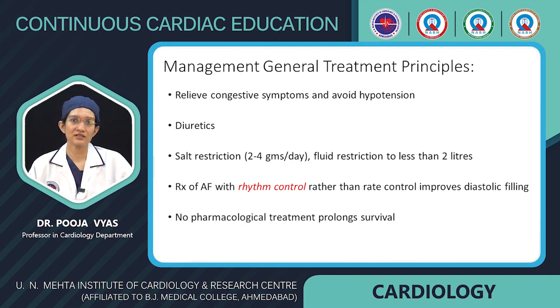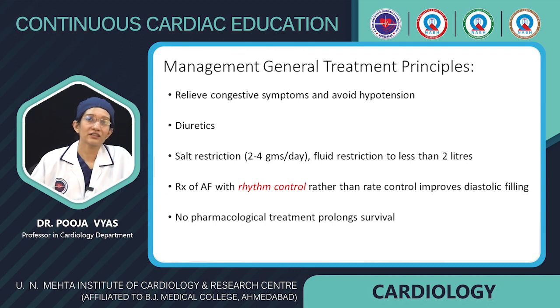If the patient has atrial fibrillation, then in these cases of restrictive cardiomyopathy, we would like to do rhythm control over rate control, because it improves diastolic filling and leads to increased forward output as well. So we would like to do rhythm control in these cases as compared to rate control. Even after giving this treatment, no pharmacological treatment prolongs survival.